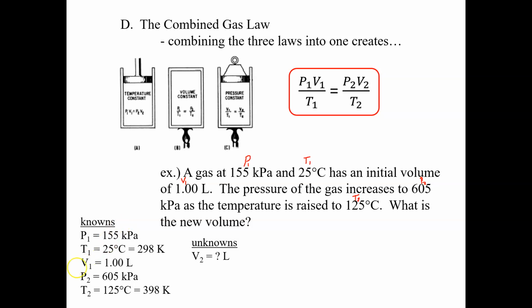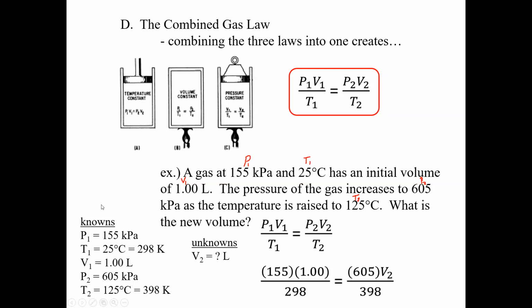So now, since we know we're working with pressure, temperature, and volume, all three of them, we need to use the combined gas law. So again, we would write out our gas law, and then we would substitute in the numbers. So 155 is P1, 1 is V1, 298 is T1, 605 is P2, 398 is T2, but I don't know V2.